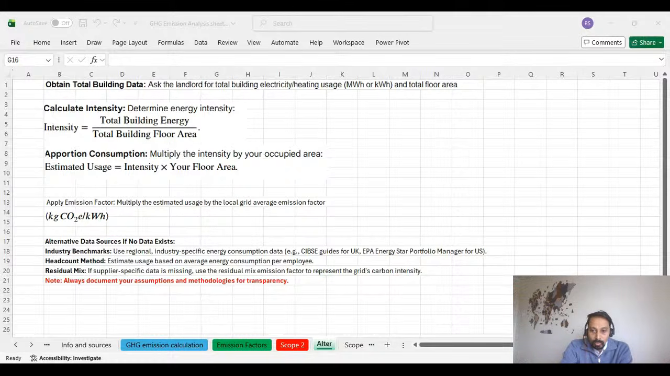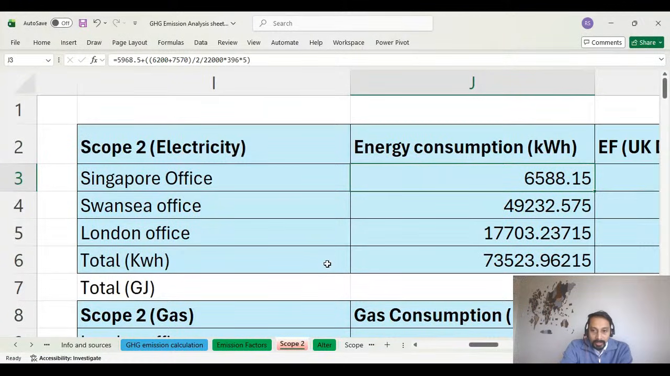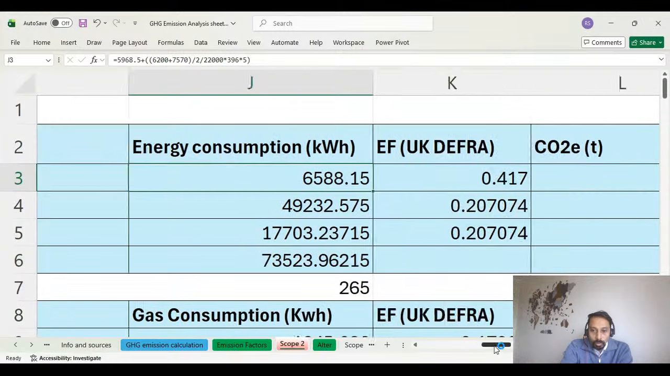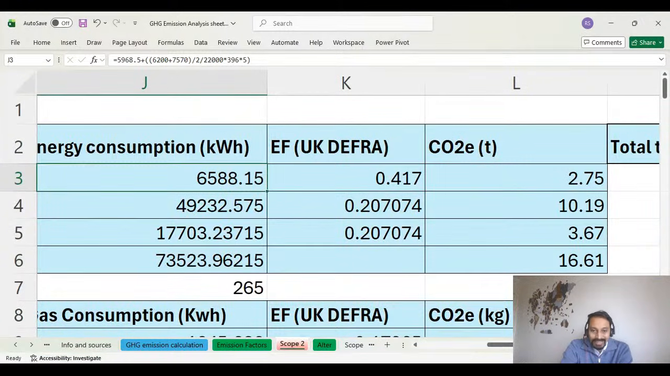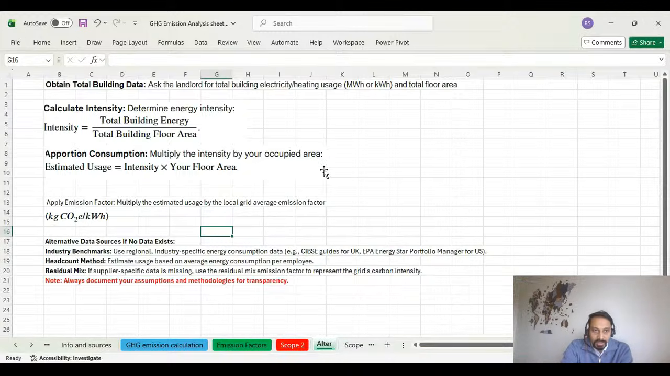Right. So let's move into scope 2. Ultimately you will have the kWh, and you can calculate very easily. Scope 2 is very easy, and you can do this alternate approach that is called the proxy method, if the raw data is not available, then you can utilize that proxy method.